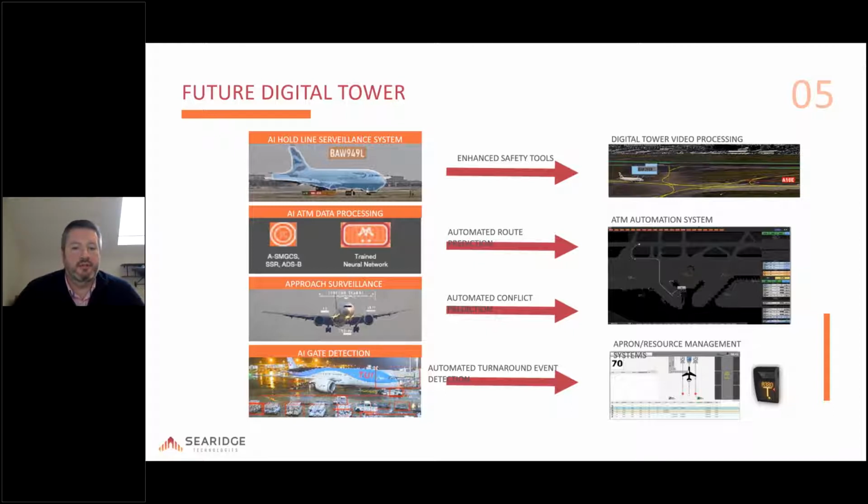There's the ability to enhance some existing safety tools with AI, so you get a more consistent and improved outcome from those tools. There's also an opportunity to look at some of the functions, such as route conflict detection, conflict resolution, turnaround events, and also runway safety tools, and enhance the safety and ability of those systems with machine learning capabilities.